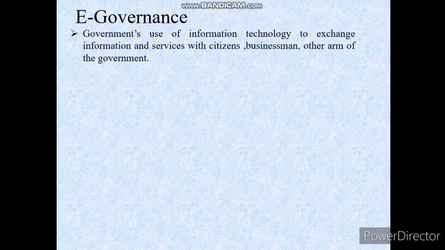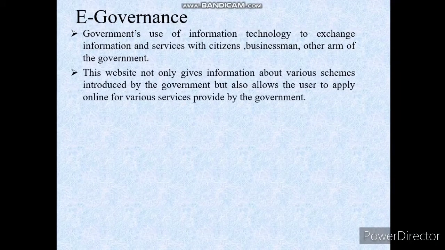Right? I repeat once again. E-governance refers to the government's use of information technology to exchange information and services with the citizens. To reach the citizens in an effective and transparent manner, governments set up different websites. These websites provide different types of services offered by the government. People access these websites and get guidance, information and services without paying money. Right?